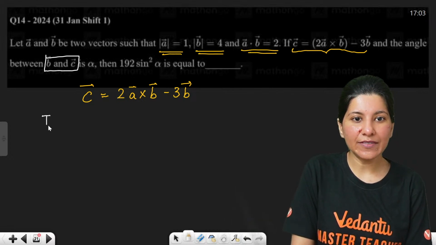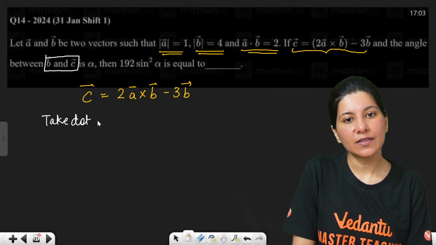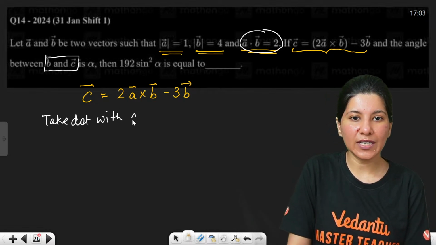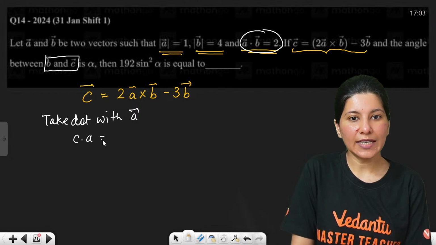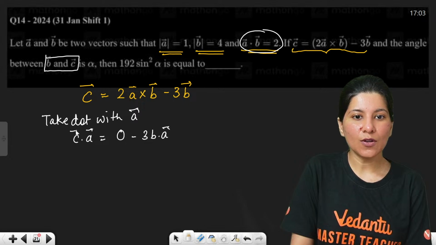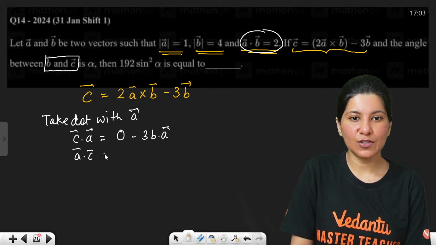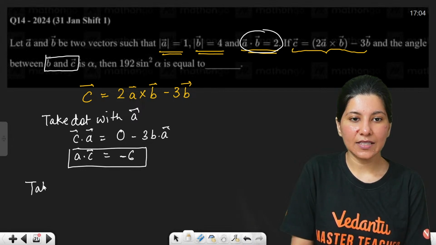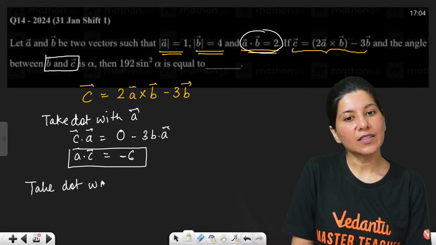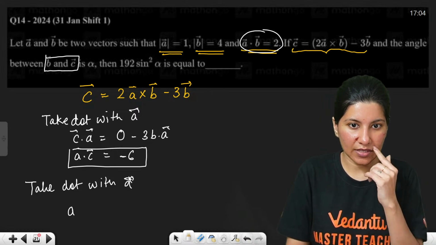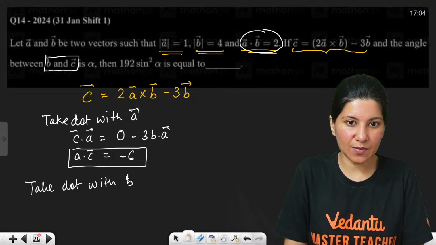First of all, I will take dot with which vector? Obviously the one given over here, A dot B. So take dot with A. So C dot A is equal to 0 minus 3 B dot A. So A dot C, which we are going to get from here, is minus 6. Next, take dot with, sorry, take dot with the B vector. Yes, B is better.